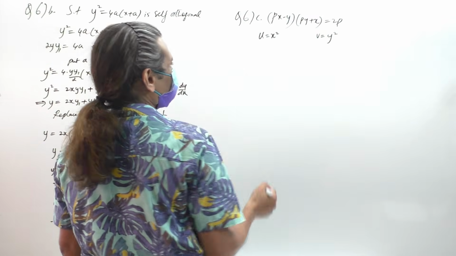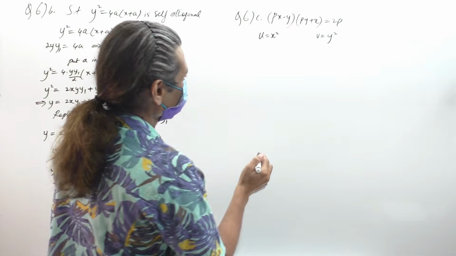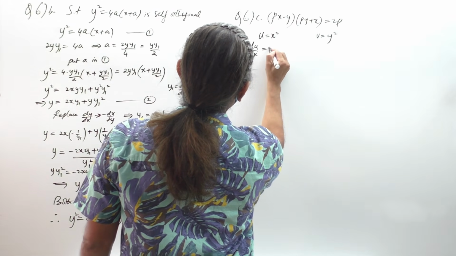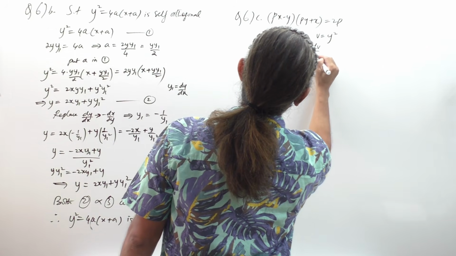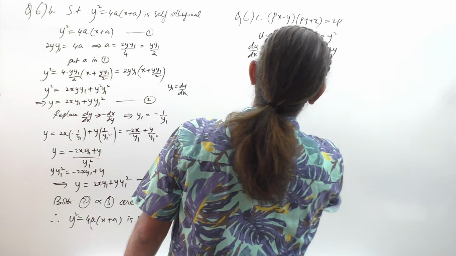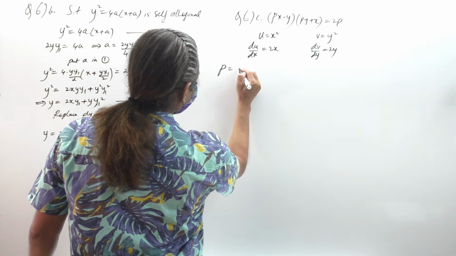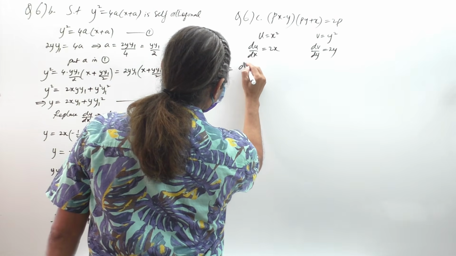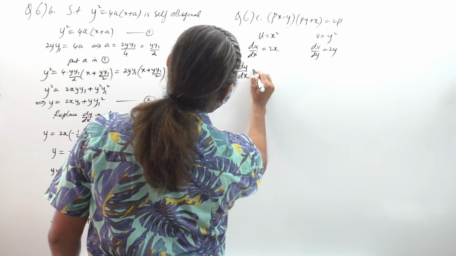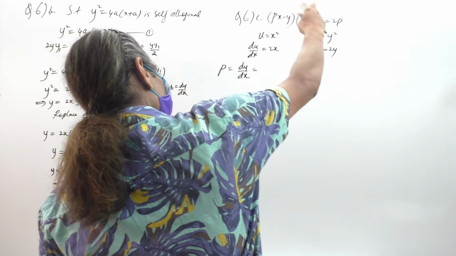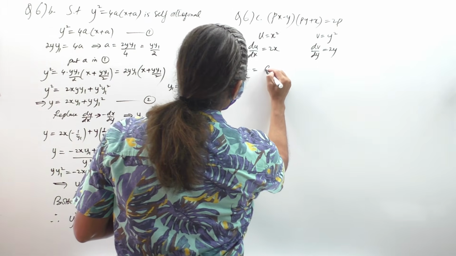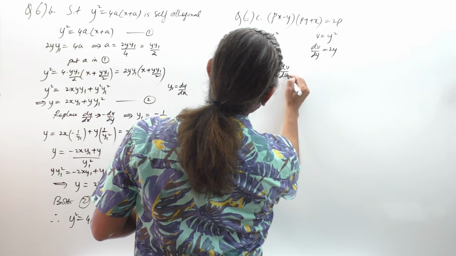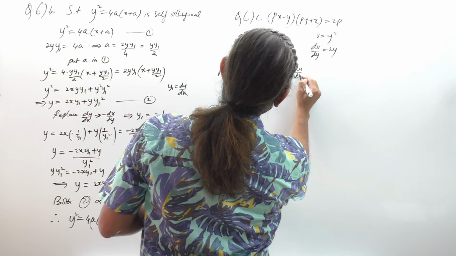So what do we do first? We have to write everything in terms of u and v and solve. Make it to Clairaut's form. Okay, so du by dx will be now 2x here and dv by dy will be 2y. Fine. So my small p is nothing but I have to write small p in terms of u and v. So small p is dy by dx. Now dy by dx as a chain rule in terms of u and v can be written as dy by dv into dv by du into du by dx.